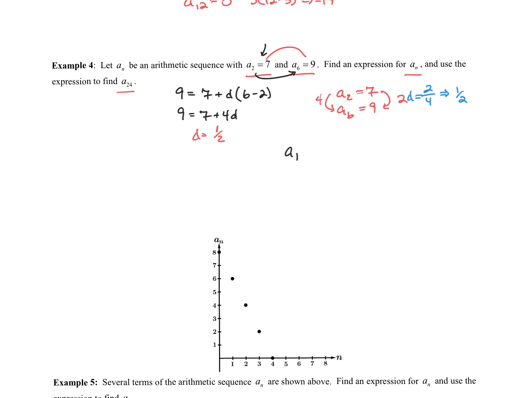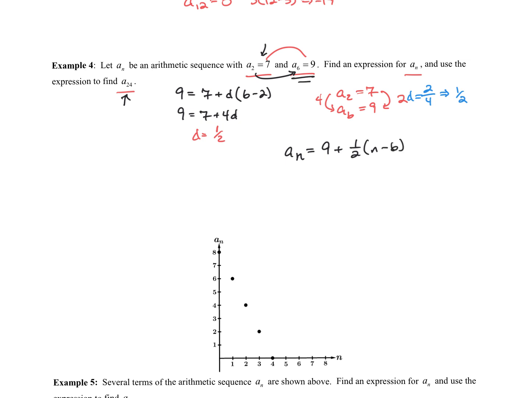All right, and so now let's build our a sub k, or our a sub n. All right, so our a sub n is equal to, does it matter which one I use, a sub 2 or a sub 6? Does it matter? No, which one do you want? I do the 6 one too because it's closer to 24. All right, and so I'm going to say 9 plus, now what's my common difference? 1/2, and then I need to say n minus what? 6, because I'm using my a sub 6 here.